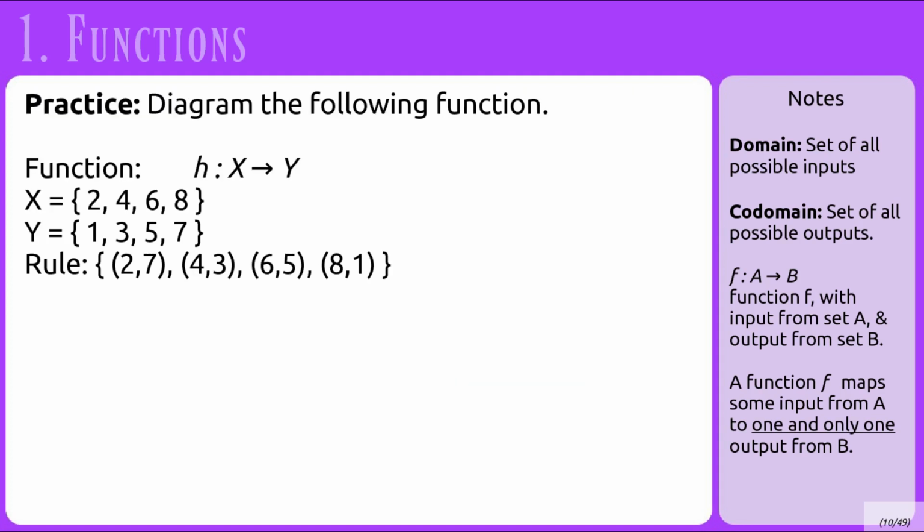So now you can practice. Diagram the following function, the function h from X to Y, where the set X, the domain, is 2, 4, 6, and 8, the set Y, the codomain, is 1, 3, 5, and 7, and the rule is 2 to 7, 4 to 3, 6 to 5, and 8 to 1.